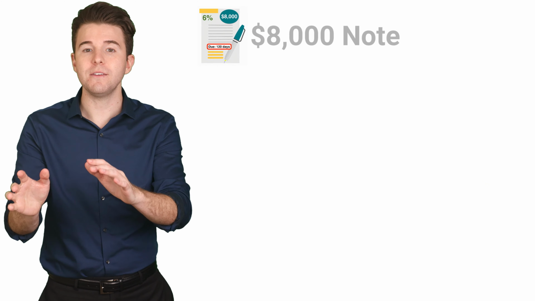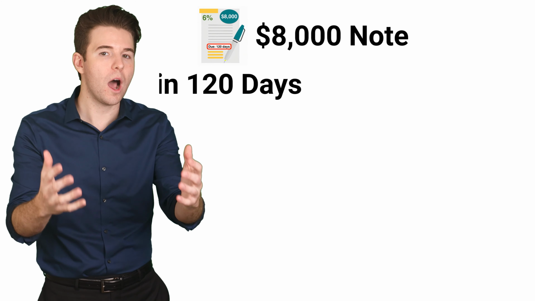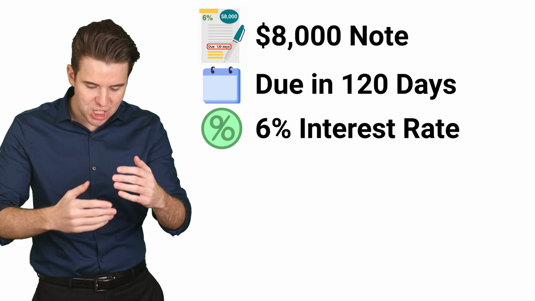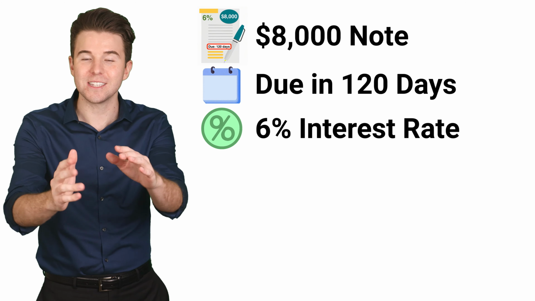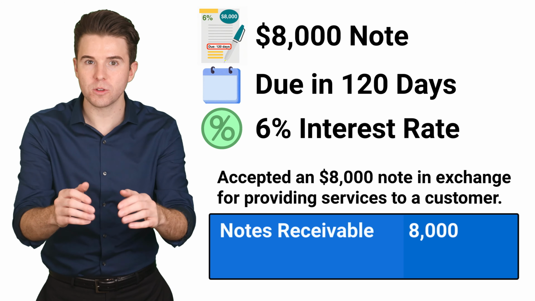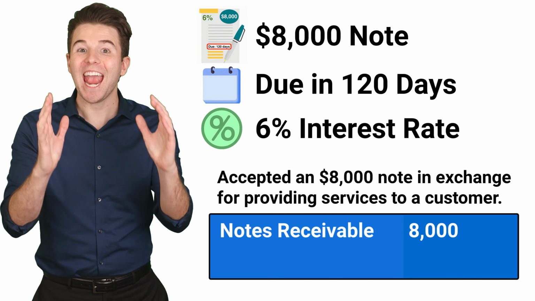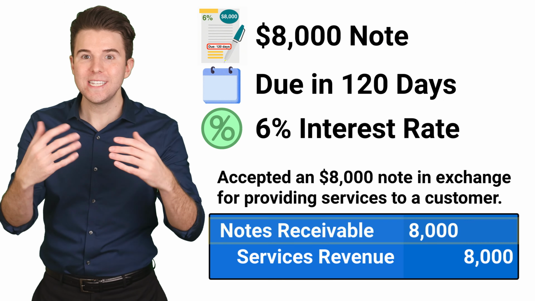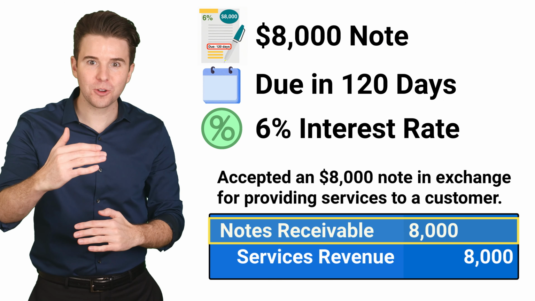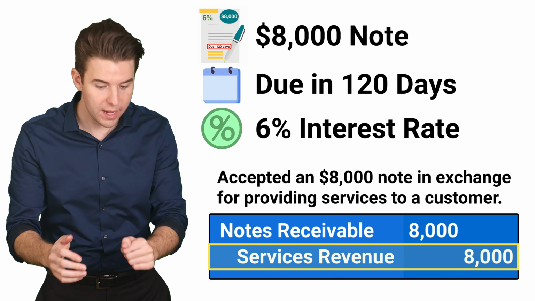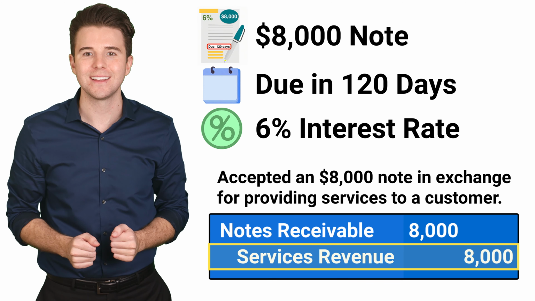So assume you receive an $8,000 120-day 6% note receivable in exchange for providing services to a customer. In this example, we debit notes receivable for $8,000 and credit services revenue for $8,000. We debit notes receivable to increase that asset account and credit services revenue to increase that revenue account.